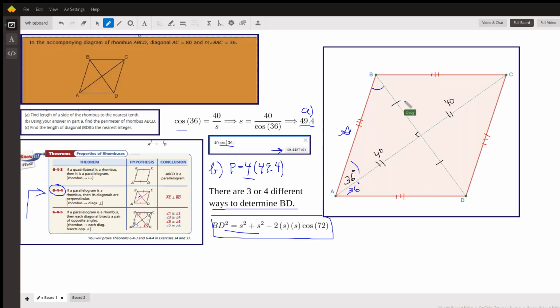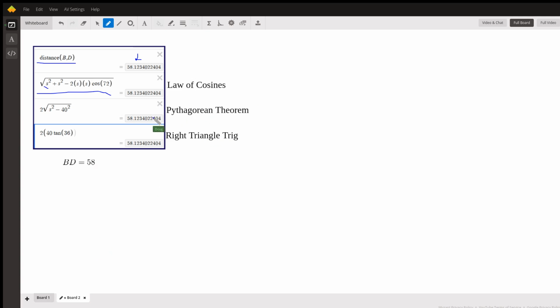Where did that come from? Well, if we call this little distance right here A, then A squared plus 40 squared equals S squared. So A squared equals S squared minus 40 squared. Take the square root of that and you've got A, but then you've got to double it to get BD. And that's what this is right here. Same result.